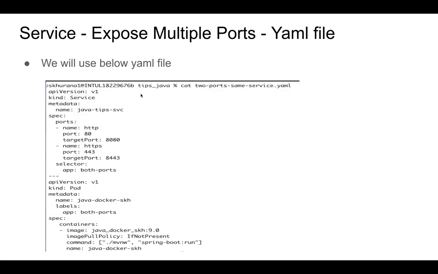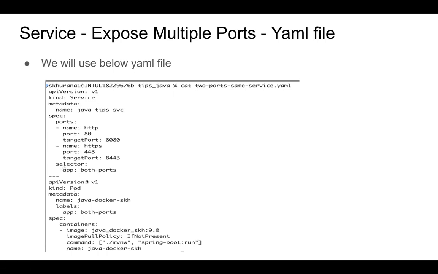Now what we'll do is let's go through this YAML. We have this YAML, which is of type Service. This is just a name, and in the spec I have two ports, HTTP on 80, and 80 will forward to 8080 of my pod. 80 is on this service object, and it will be routing to 8080 on my pod. 443 is on this service, it's HTTPS, and it will be routing to 8443. And this is a selector. I have given both ports.